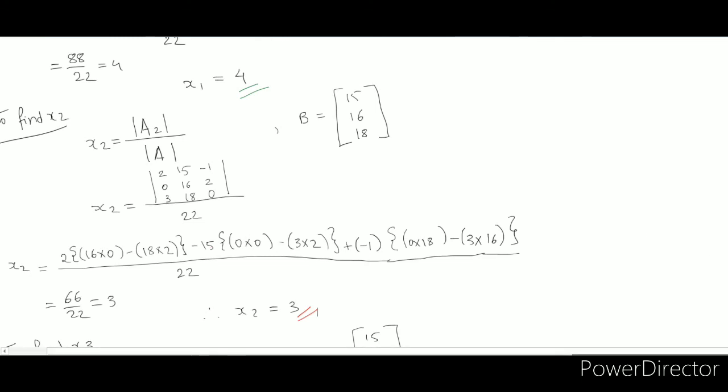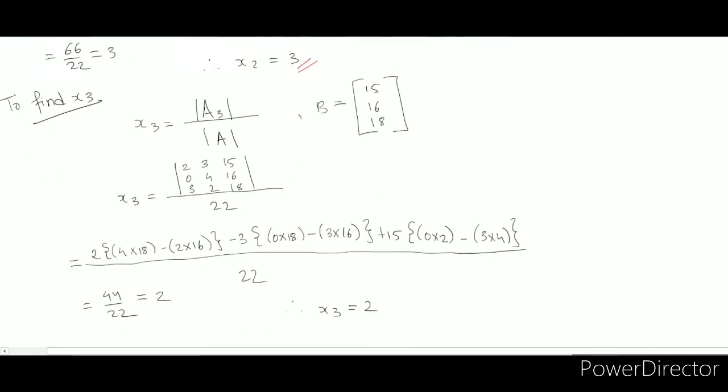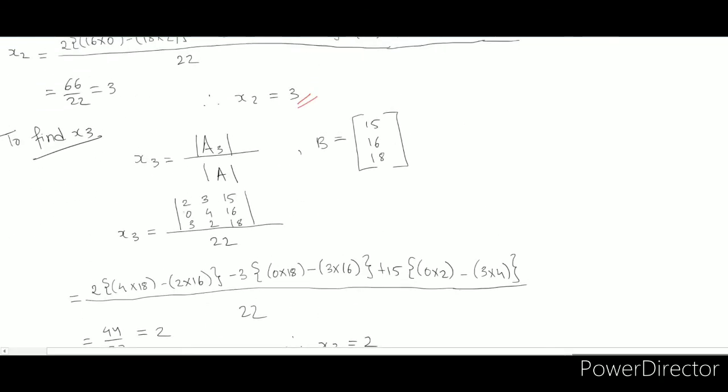Then the last value is x3, and you simply substitute the coefficients of x3 with these constant values. x1 and x2 coefficients remain the same, and what you get is x3 equal to the determinant of this newly formed matrix divided by the determinant of A, which is 22, and what you get is x3 equal to 2.